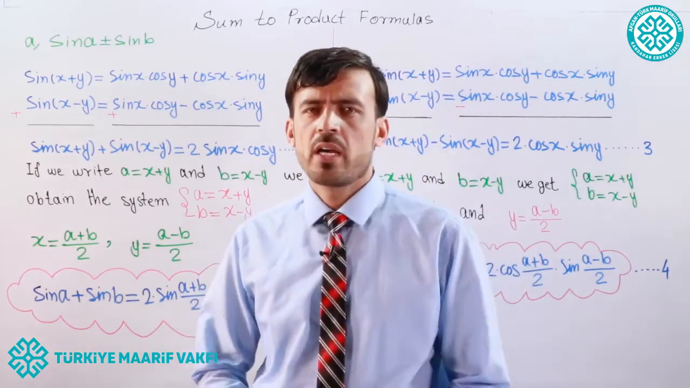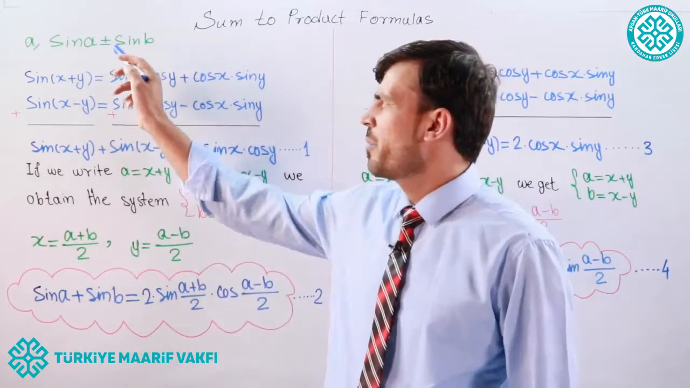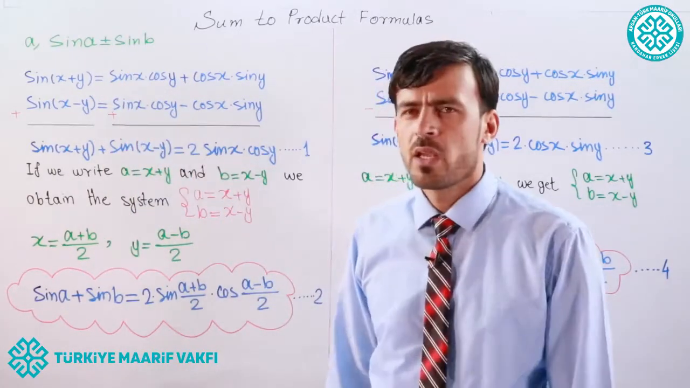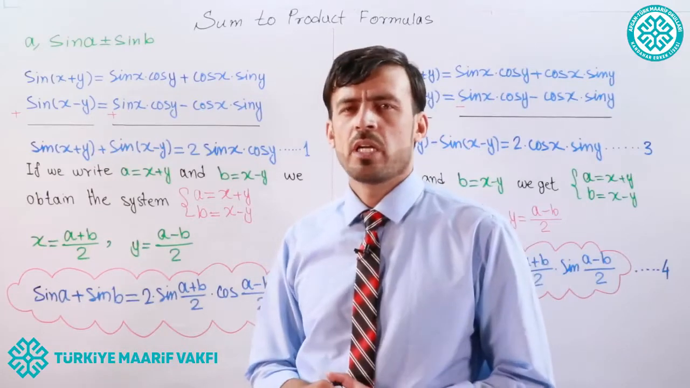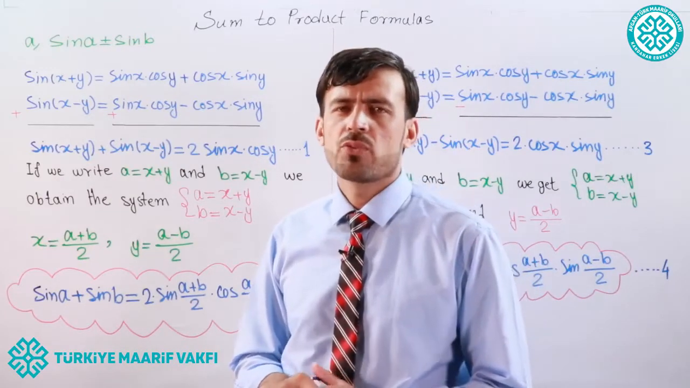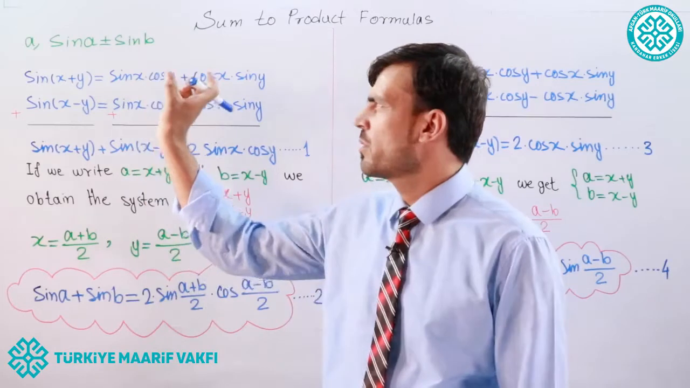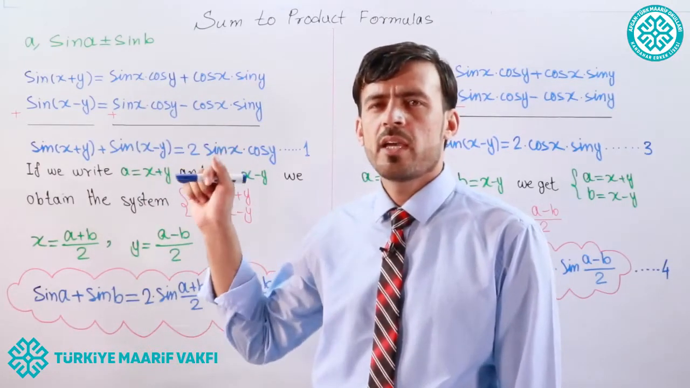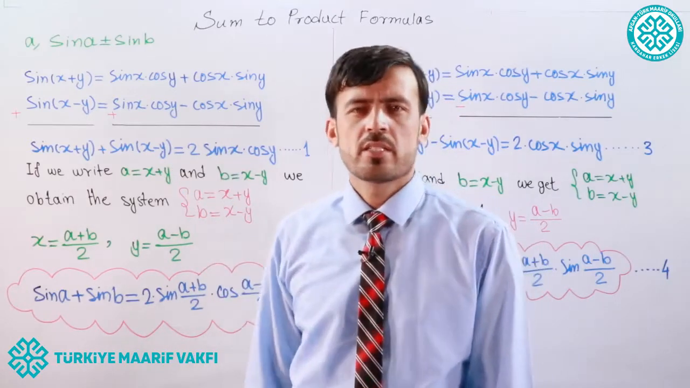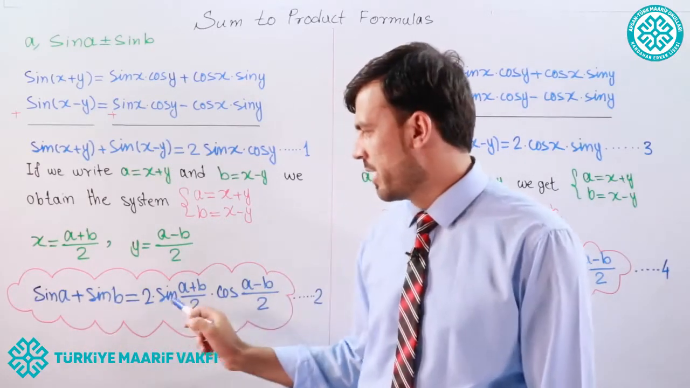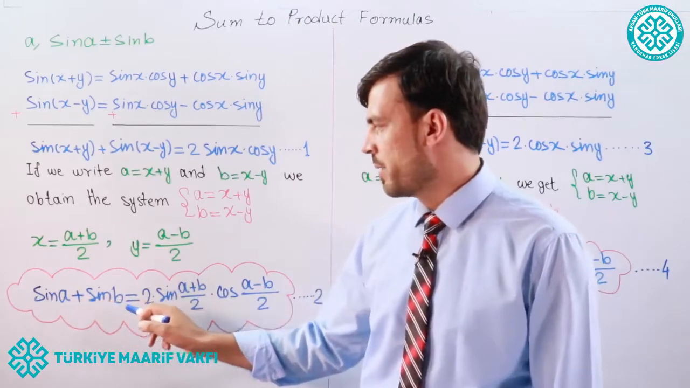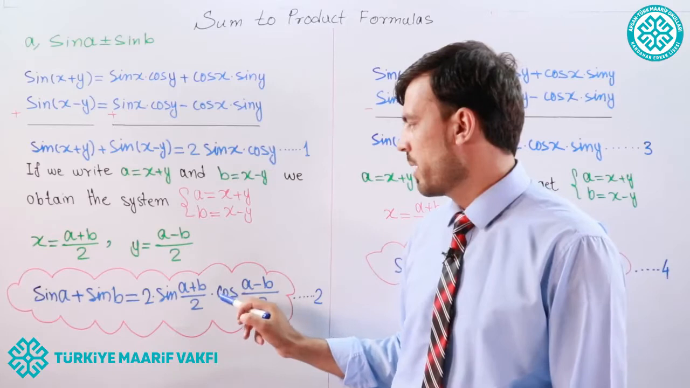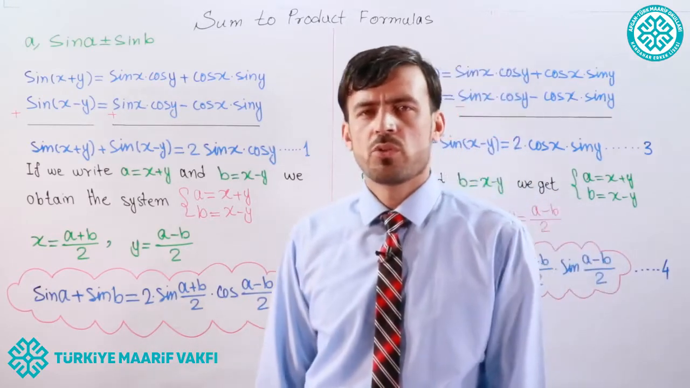If we have sine A plus or minus sine B, we can change this form to a product of two trigonometric functions. Like here, we have sine A plus sine B equal to 2 sine (A plus B) over 2 multiplied by cosine (A minus B) over 2.